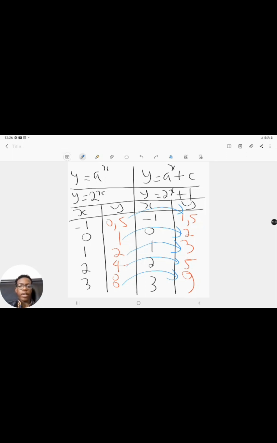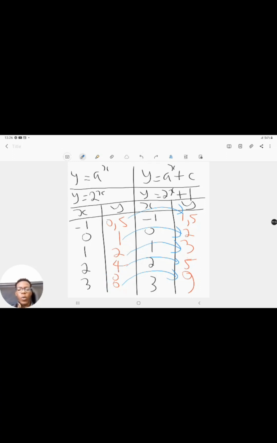So when this is 0.5, 0.5 plus 1 is equal to 1.5. That's 1 unit. When this one is 1, 1 plus 1 is 2. That's 1 unit. When this one is 2, 2 plus 1 is 3. When this one is 4, 4 plus 1 is 5. And so on and so forth. When this one is 8, 8 plus 1 is 9, and that's 1 unit.